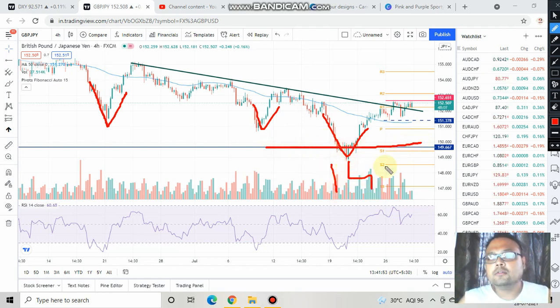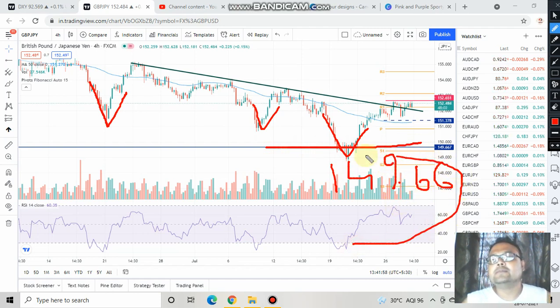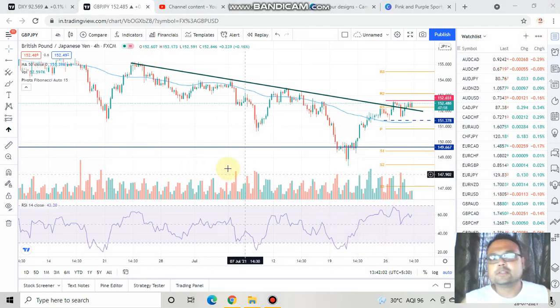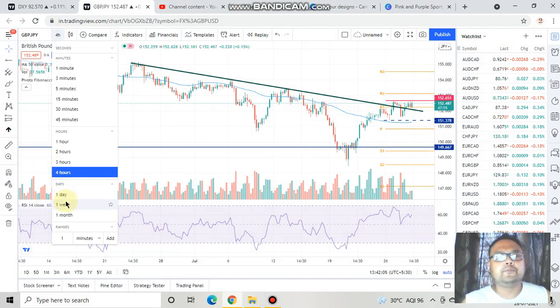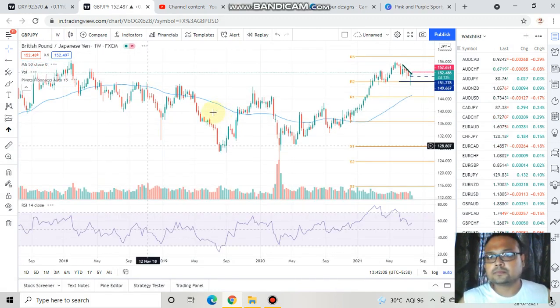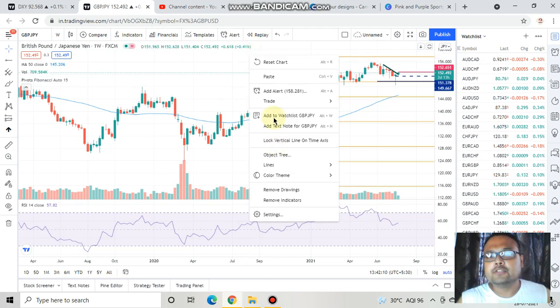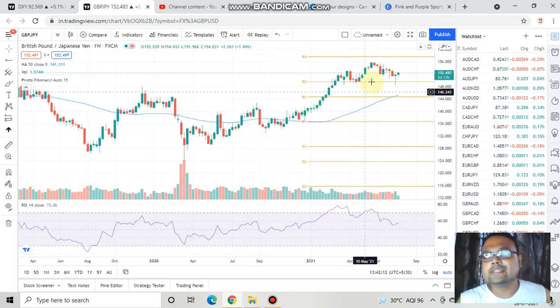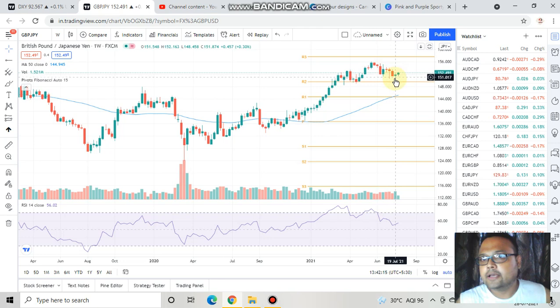This level is 149.66. This level is the most important level in the chart of GBP JPY right now, because this support level belongs to the weekly chart. This is the weekly chart of pound Japanese yen, and if I remove the drawings, you can see that the market was in a downtrend, and when the market faced severe selling pressure the previous week, it took support and bounced again, and last week it formed a pin bar kind of pattern with huge price rejection from below.